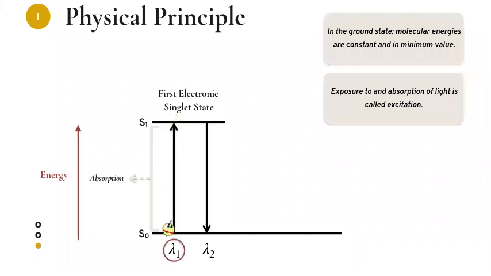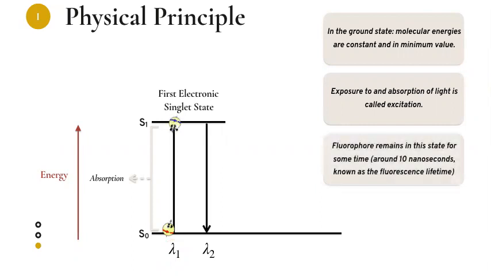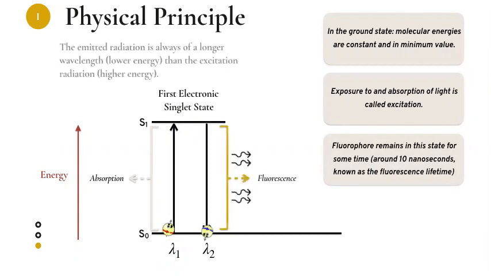Lambda 1 refers to the wavelength of light absorbed by the molecules during the excitation. The fluorophore remains in this state for a certain time, around 10 nanoseconds, and after that, the fluorophore will return back to the ground state. In this transition, energy is released in the form of emission, and this phenomenon is called fluorescence. This transition involves less energy than the original absorption, so the emitted wavelength is greater than the absorption wavelength. That means lambda 2 is greater than lambda 1.